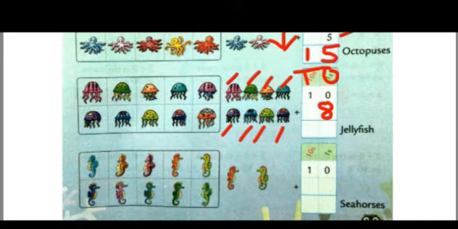Okay, so first we need to add the ones column. 0 and 8. How much? 8 only. So we will write 8 in the ones column. And now moving on to the next step, that is add the tens. Only 1 is there. So that 1 will come down. Okay. Moving on to the next one.